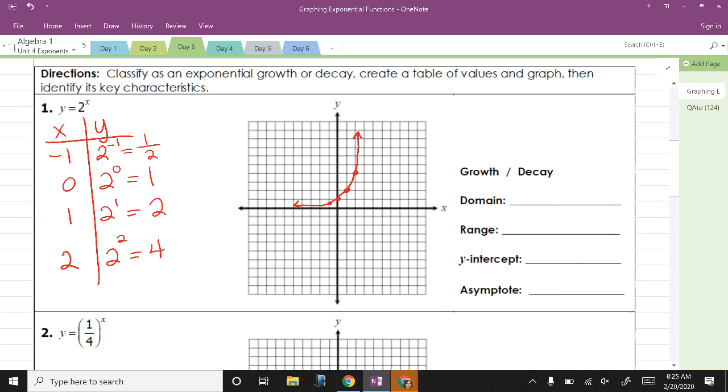Sometimes it goes down. And sometimes it goes from left to right down this way. It's either going to go up or it's going to come down. You'll see examples in a minute.